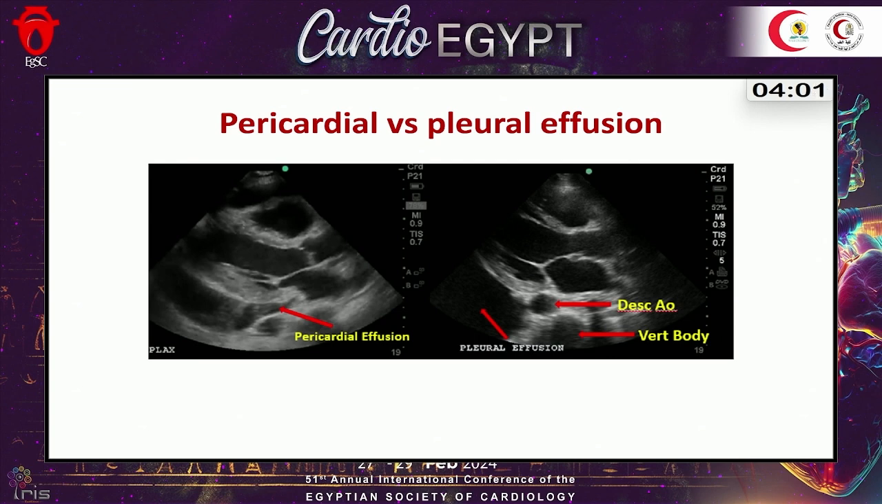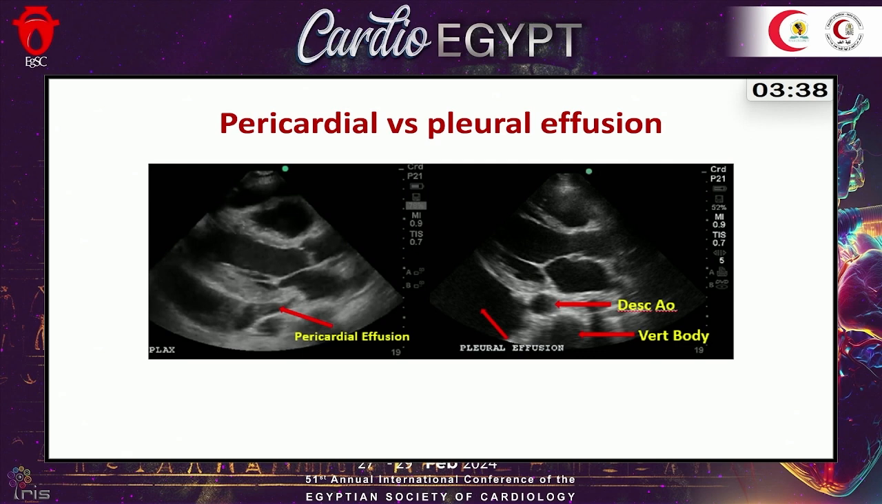Of course, the pleural effusion is very important to be assessed as one of the signs of extravascular lung fluids. And it's very important to differentiate it from the pericardial effusion. And as we all know, the descending aorta in the parasternal long axis view gives us the delineation whether it is pleural effusion or if it's pericardial.